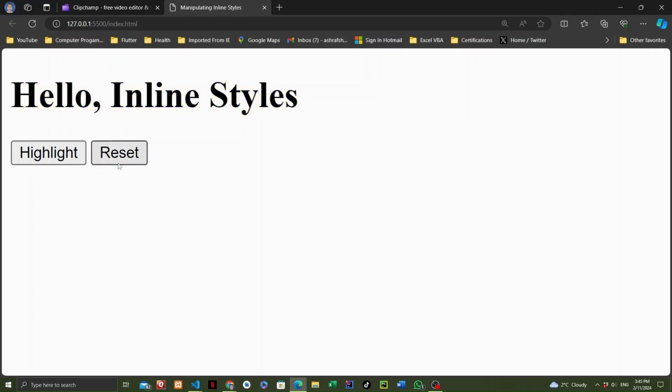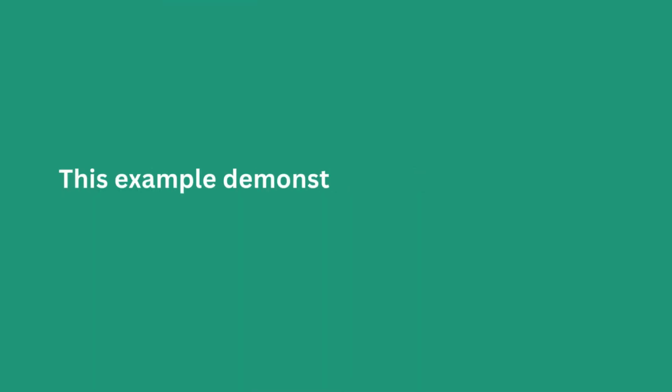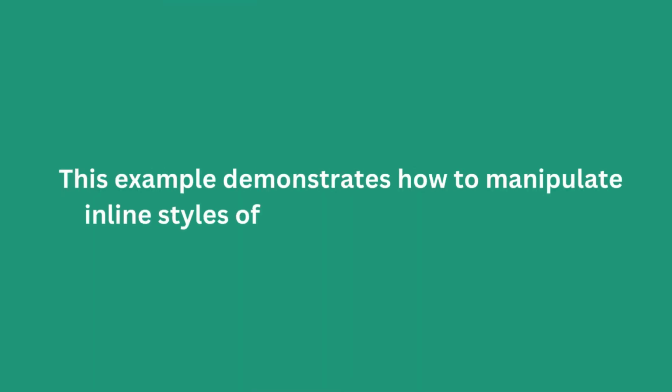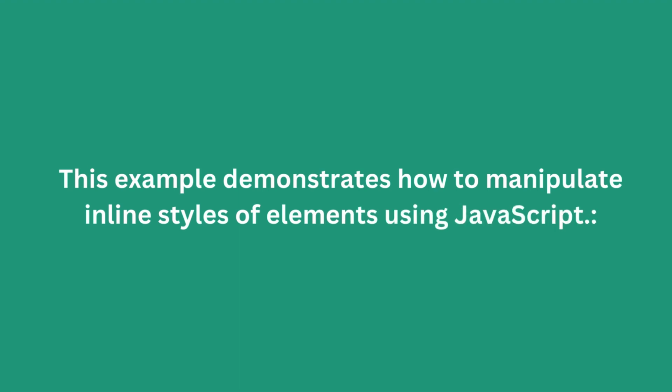When we click on the highlight button, the heading background color changes to yellow. When we click on the reset button, the background color of the heading resets back to the original default color, which is white. This example demonstrates how to manipulate inline styles of elements using JavaScript.